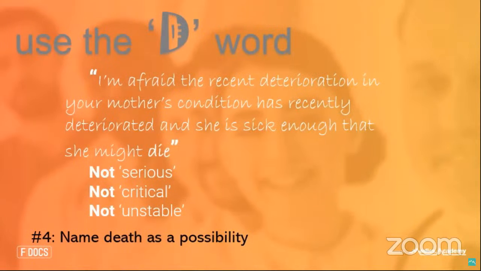So D stands for use the D word. And D here refers to death, dying, died. It is calling it what it is. And I'll be showing you a video later on in this evening session, which will help demonstrate that in a very clear way. But what I'm trying to get across here is that there's no ambiguity when you use the word dying. When you say, I'm sorry, but I think your husband is seriously ill, or your husband is critically ill, that can be interpreted in so many different ways.